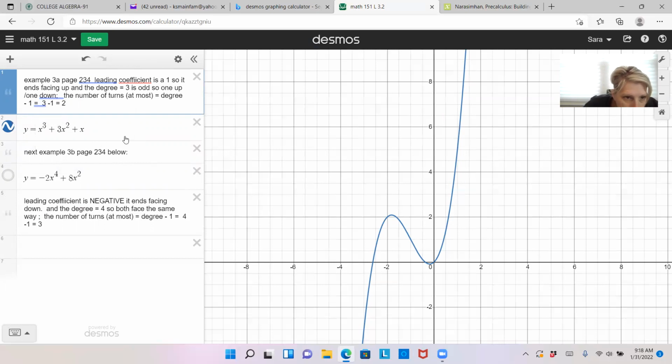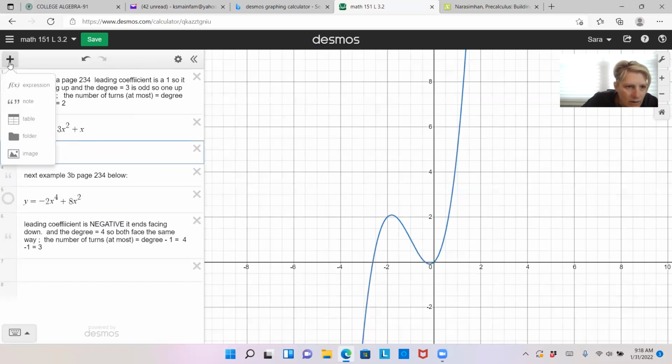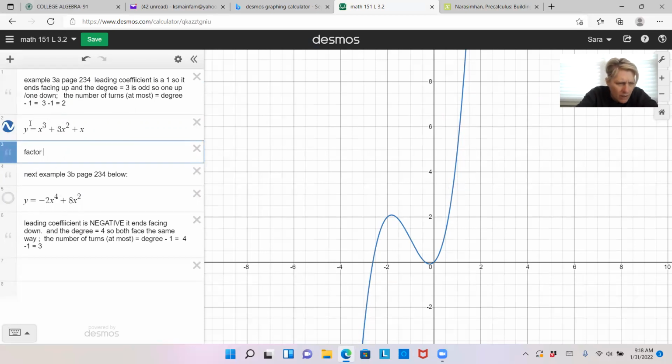Okay. So I also want to, let's just factor this while we're here. This is such a cool opportunity to be able to see. So factor the above polynomial. And when we do that, we get x parentheses, because x comes out, and then we get x squared plus 3x plus 1. But that will not factor anymore.